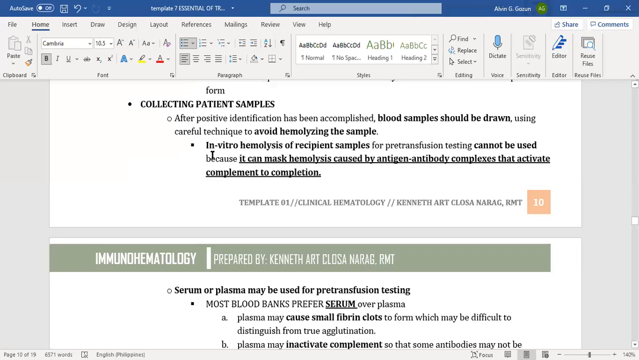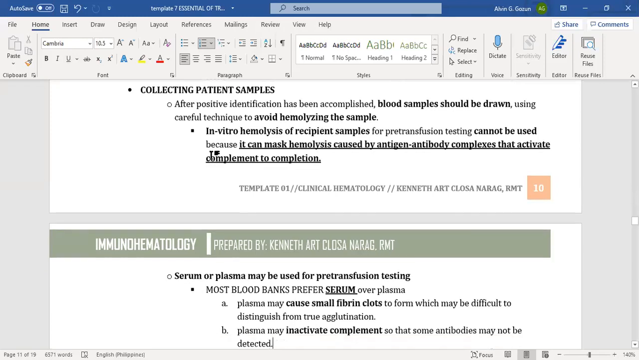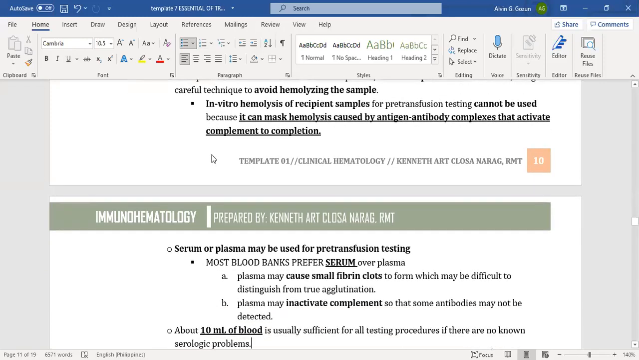In vitro hemolysis of recipient samples for pre-transfusion testing cannot be used. Hindi pwede yon, yung in vitro hemolysis, because it can mask the hemolysis caused by antigen-antibody complexes that activate complement to completion. Alright, so bawal ang hemolyzed samples. Okay, wrong, very wrong. Hindi pwede. Pag hemolyzed na yan, okay, wag i-accept.